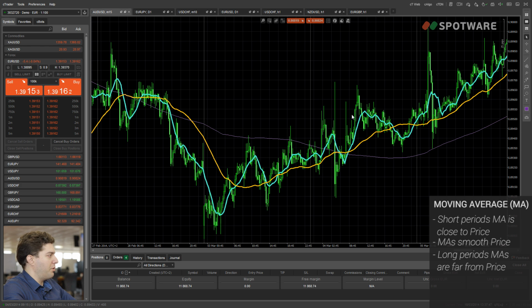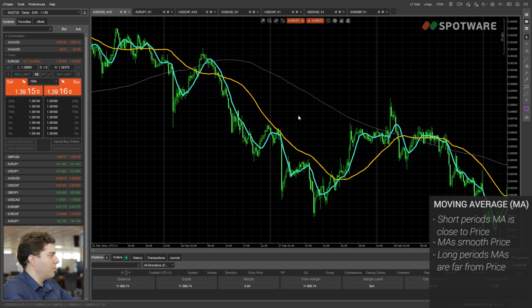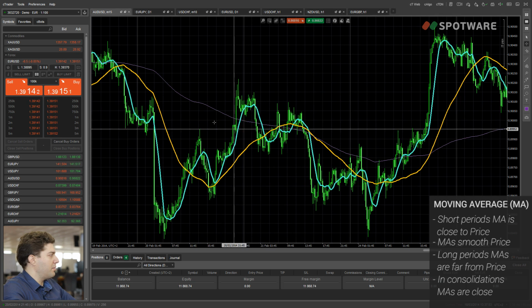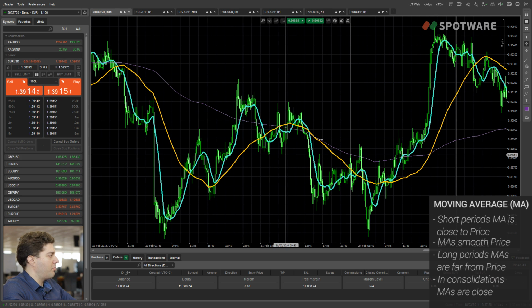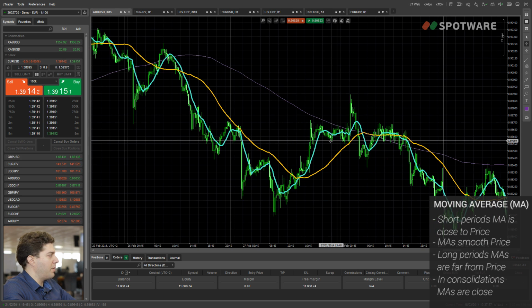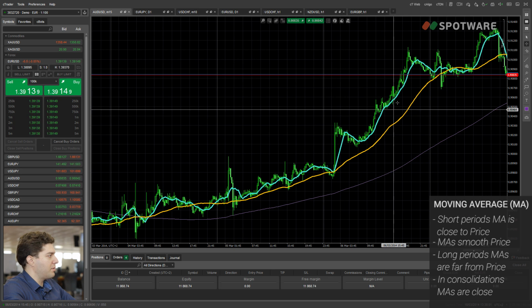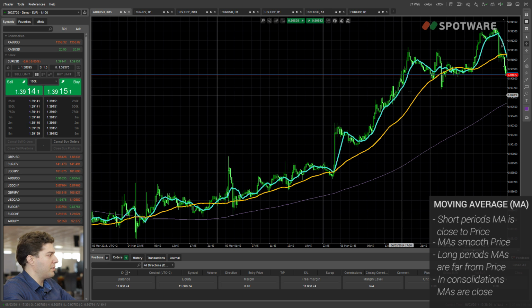In consolidation, however, when there is no trend, all these moving averages are going to be very close together. See here, in this spot, when we have no trend, the moving averages are together. But as a trend develops, these moving averages go far apart.